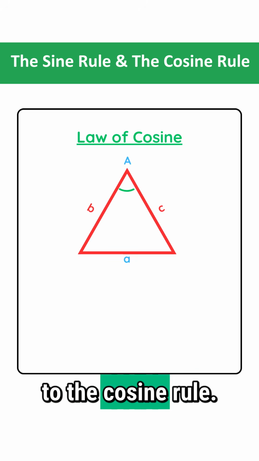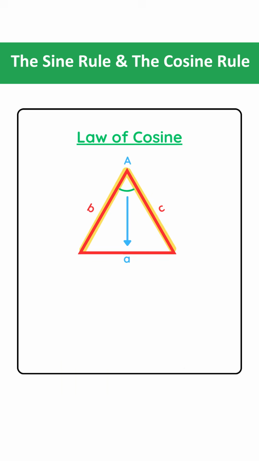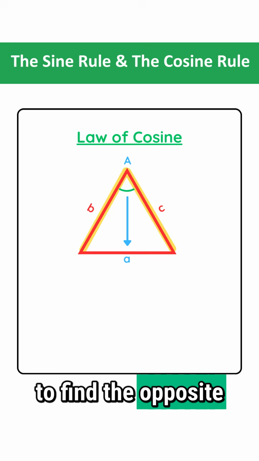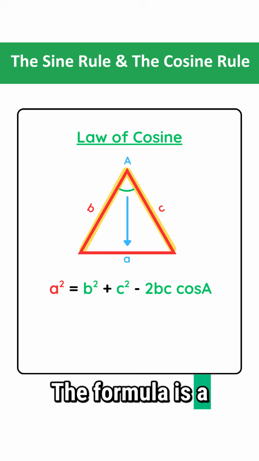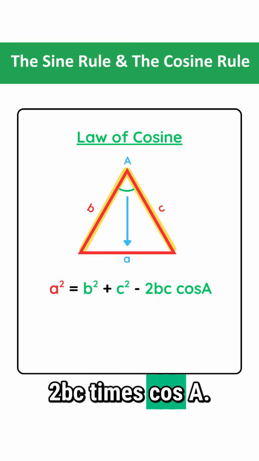Now let's move on to the cosine rule. For our second example, we know two sides and the angle between them, and we need to find the opposite side. The formula is a squared equals b squared plus c squared minus 2bc times cos A.